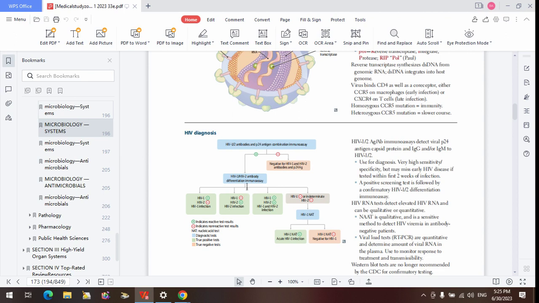Is it that you detect the antigen or antibody against HIV-1 and not against HIV-2, or you detect against HIV-2 and not HIV-1, or you detect both, or both of them are negative.